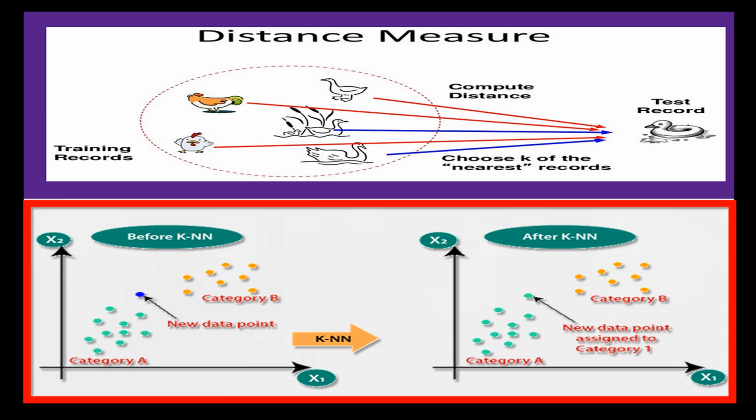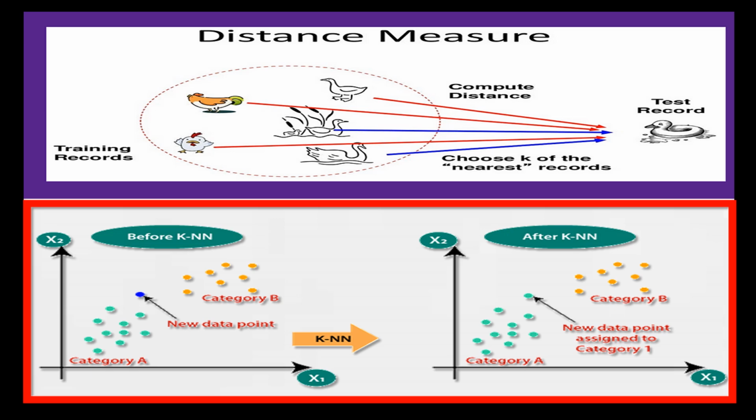So basically, the k-nearest neighbor algorithm is a non-parametric, instance-based algorithm, which means it does not require any explicit training. Instead, it relies on stored data points or instances to make predictions. And the choice of k is crucial and can have a significant impact on the algorithm's performance.